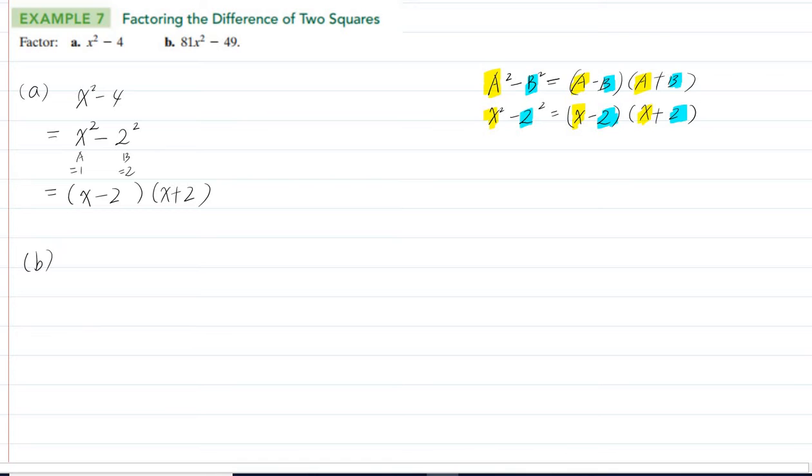So part B is 81x squared and then minus 49. First, we want to write it in the square form. In this case, 81, I can rewrite as 9 squared, so 9 squared, x squared. And then 49, I can write as 7 squared. So again, I'm going to rewrite this a little bit better: 9x, the whole thing squared, minus 7 squared.